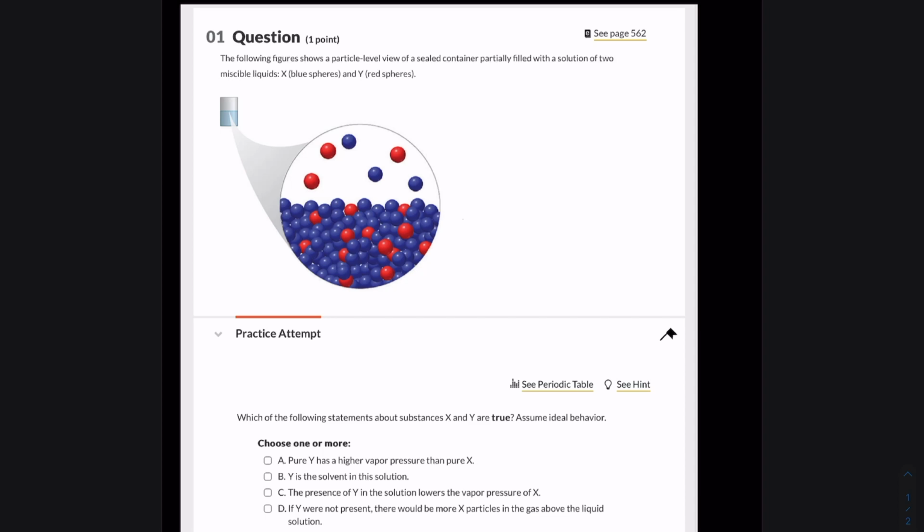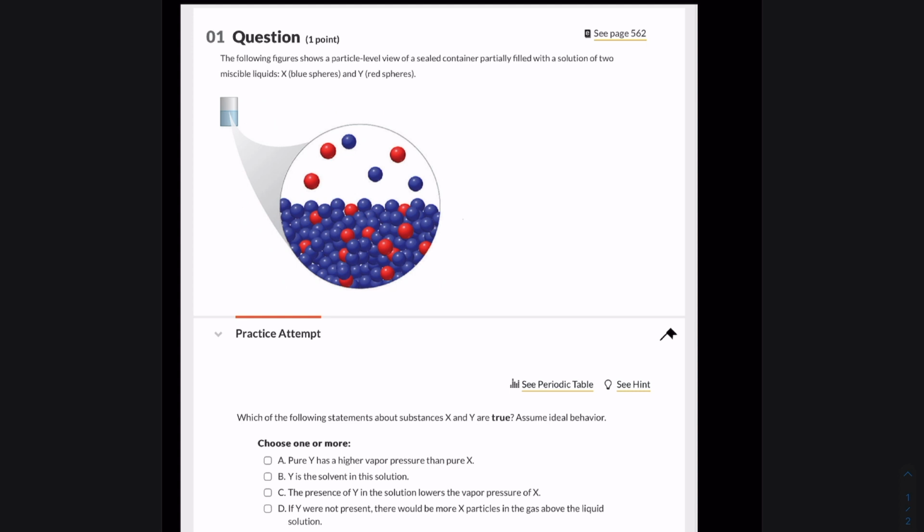This question says the following figure shows a particle level view of a sealed container partially filled with a solution of two miscible liquids, X the blue spheres and Y the red spheres. So option A, pure Y has a higher vapor pressure than pure X.